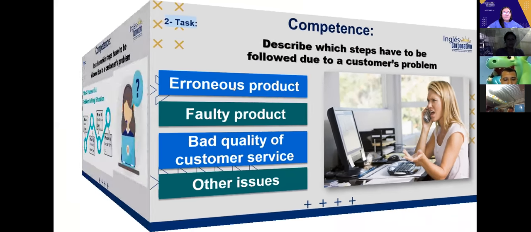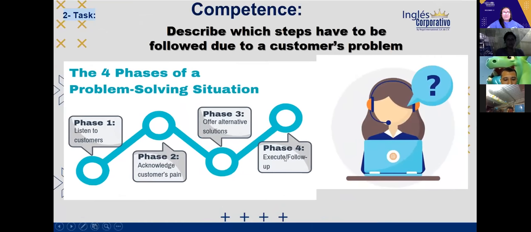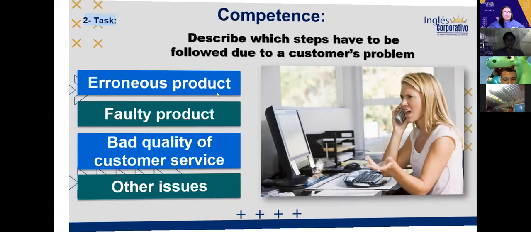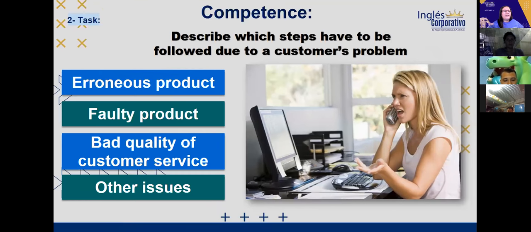And of course, the last one would be execute and follow up. So execute means, okay, this is Mr. Martinez. Okay, right now we are sending you the product to compensate, or the product exchange for the right product, and so on and so forth, right? So that would be like the process, okay?